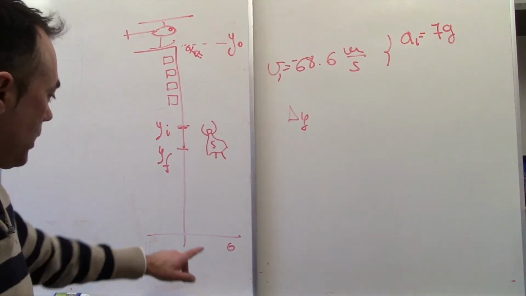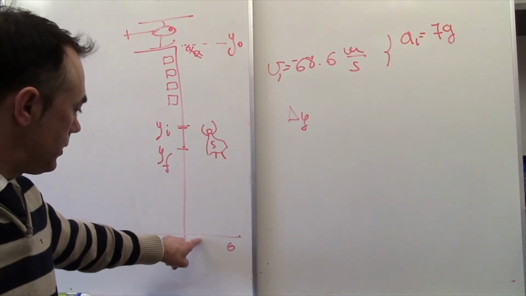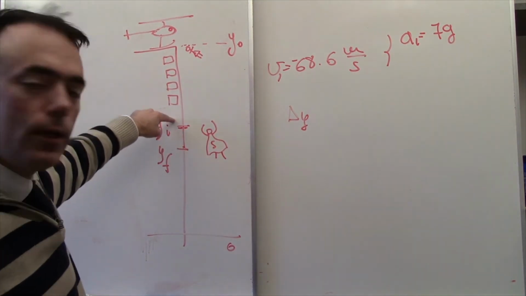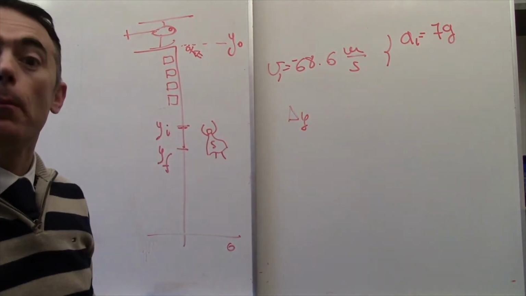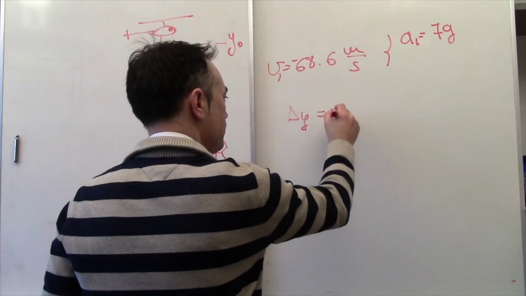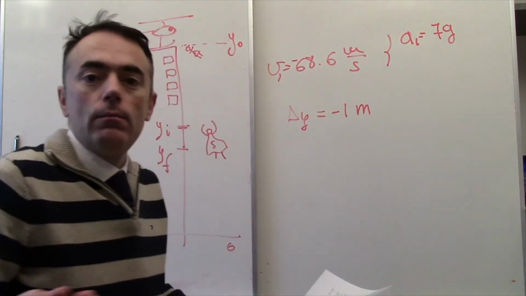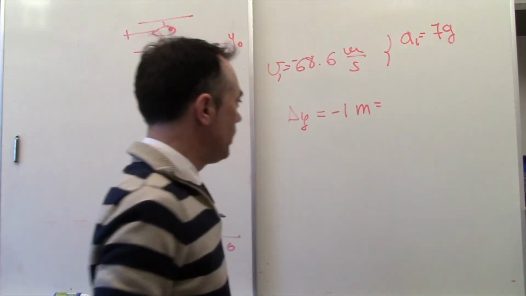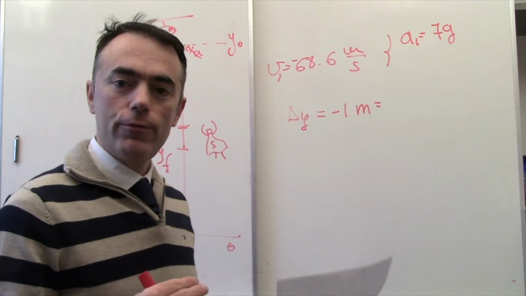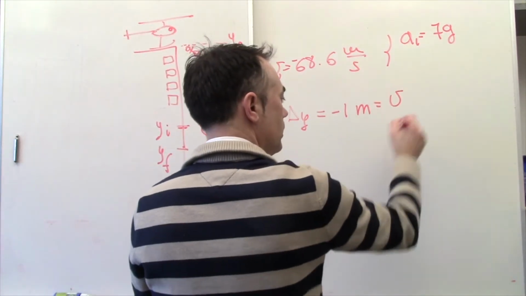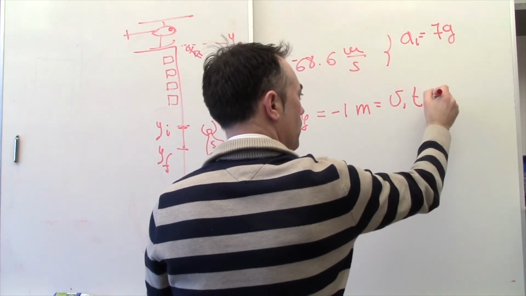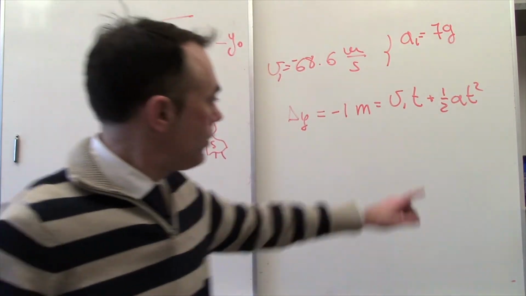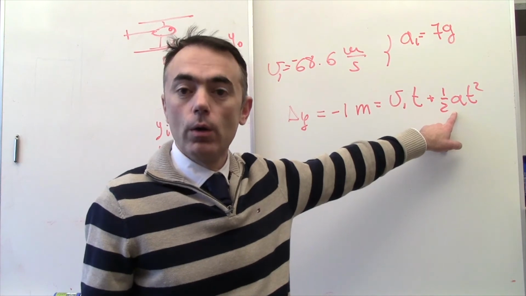So delta y, because the origin of coordinates is here, that's 0. It's positive upwards. Then we have final, which is smaller than initial. So this delta y is going to be minus 1 meter. And we use the kinematics equations, the same one that we use in the first case. This is velocity initial t plus 1/2 of a t squared. And now this is the acceleration we are looking for.